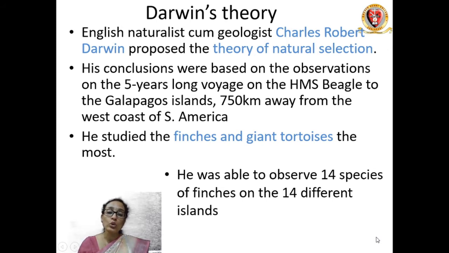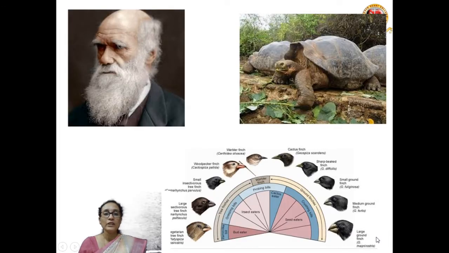There he studied all organisms, but in particular the finches and the giant tortoises. He observed that there were 14 different species of finches on the 14 different islands. This is a picture of Darwin, and here we can see the giant tortoises that are found in the Galapagos. And these are the different species of finches that Darwin was able to identify.